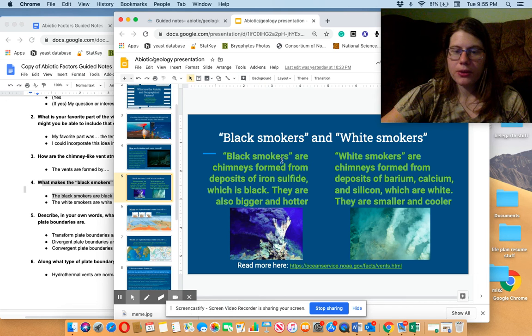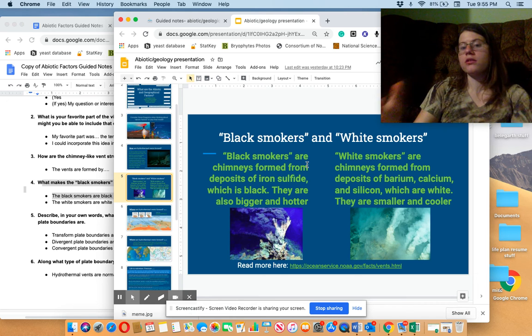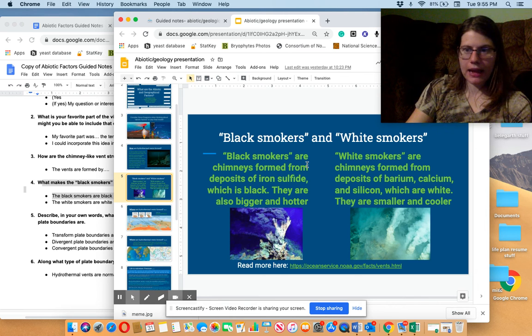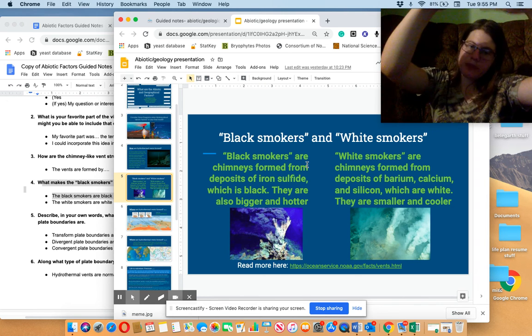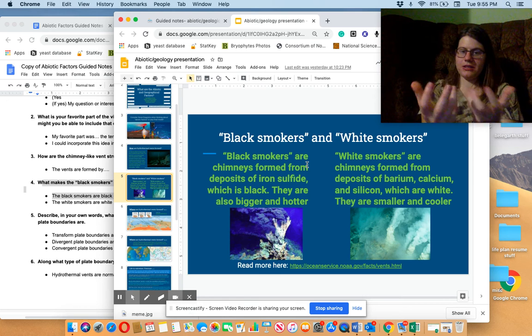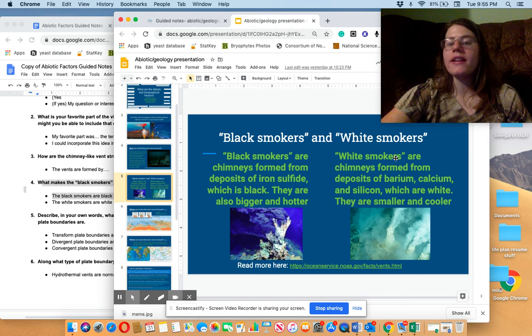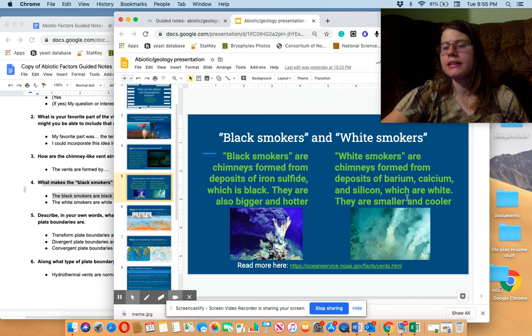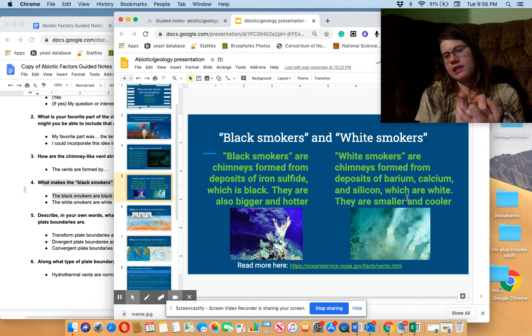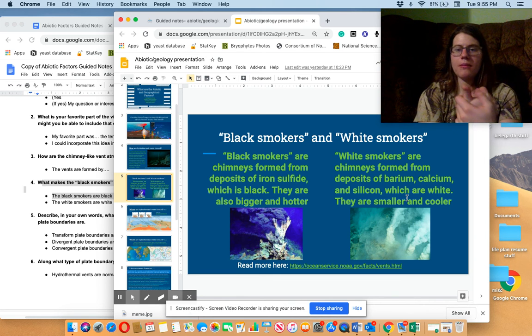And it says black smokers are the chimneys formed by deposits of iron sulfide. Think like a black cast iron pan. Iron sulfide is what's being dropped out and stacked on top of itself, and building up these black smokers. And white smokers are formed by barium and calcium and silicon. And think like sand. Sand is mostly silicon, and sand is white. Calcium, bones. Bones are also white.